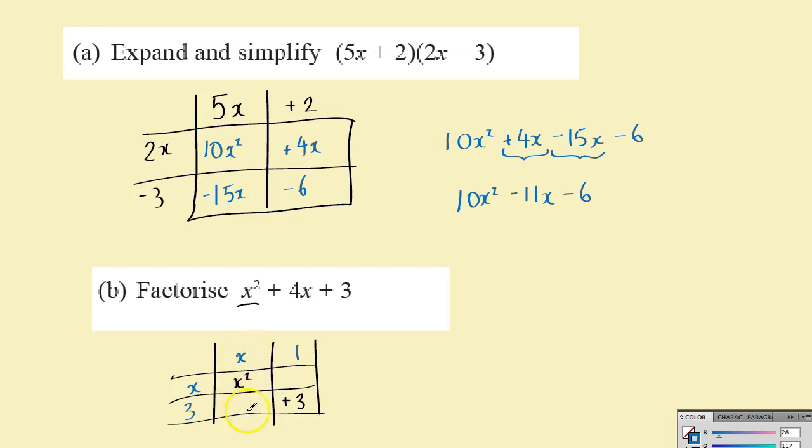So let's just check the other parts of this. So x times 3 would go in here, 3x, and that's positive. And 1 times x would go in here, so that's just positive x. And 3x plus x does give me the 4x, so I've done it. What have I got here? I've got x, and that's a positive one. So my first bracket says x plus 1. My second bracket says x plus 3. And there you have it.